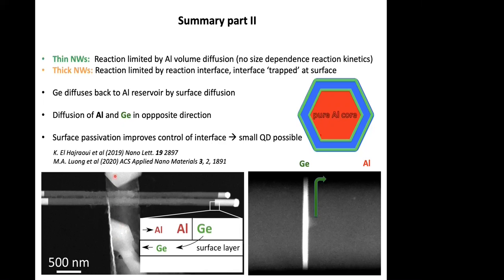Finally, surface passivation improves the control of the interface, so it then is possible to make a small quantum dot of deterministic size. And this work was published in these 2 ACS papers.